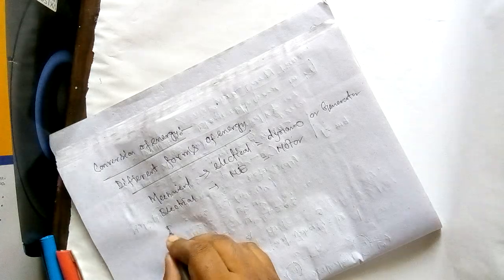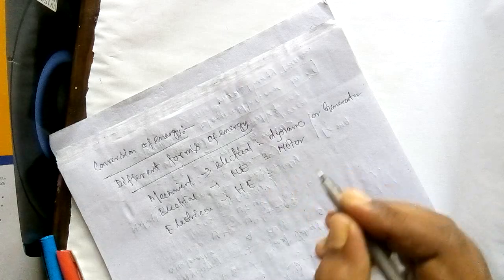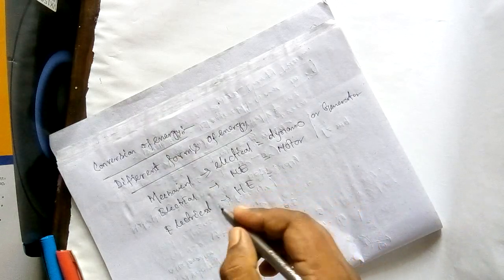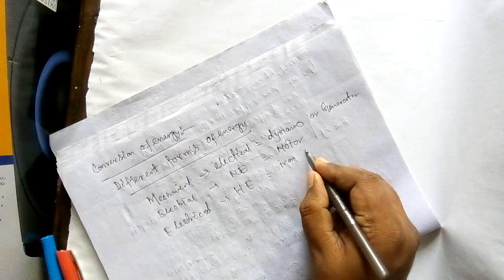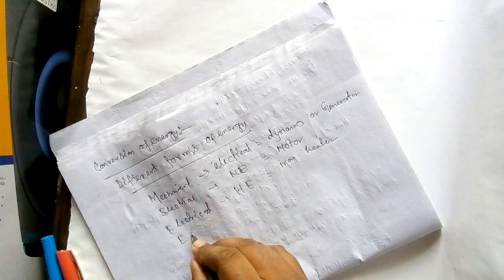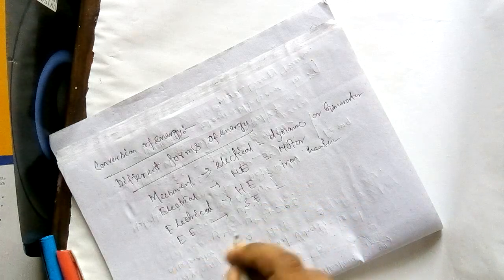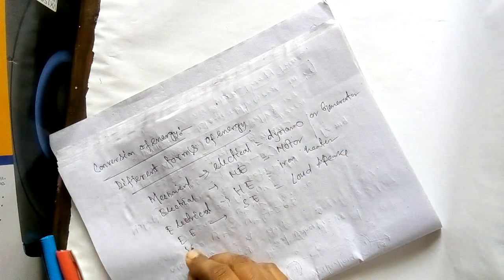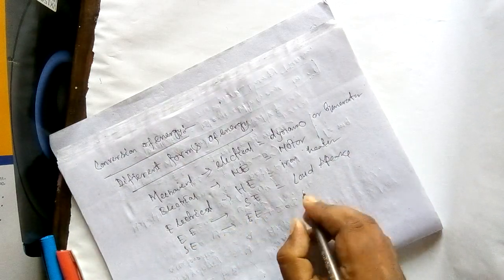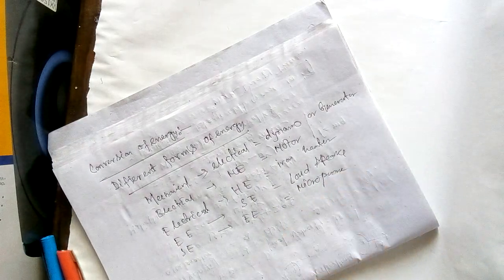If I am talking about electrical energy to heat energy, it is very easy. It can be an electric iron, it can be a heater, any example. Electrical energy to sound energy, that should be the loudspeaker. And the reverse we also know, sound energy to electrical energy, that is the microphone. So these are the examples.